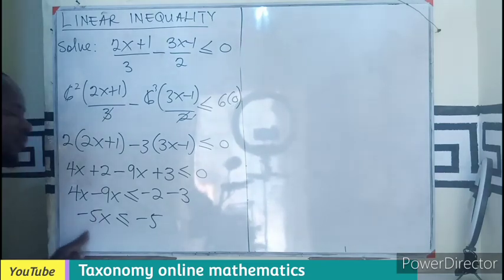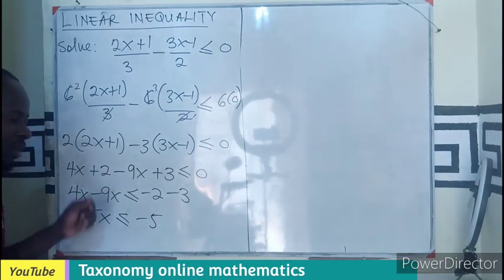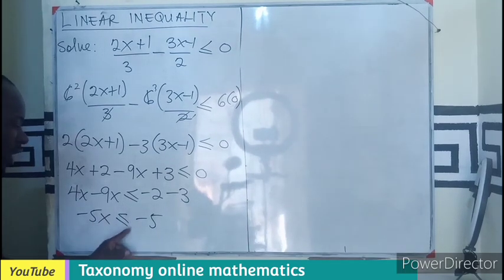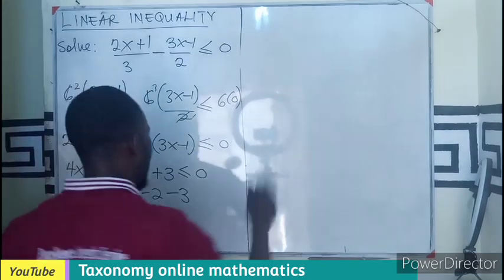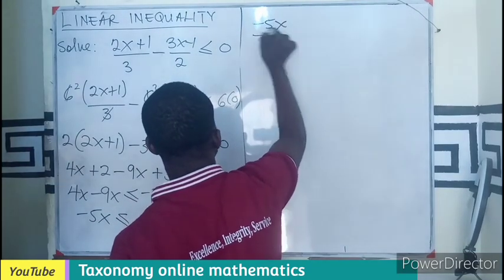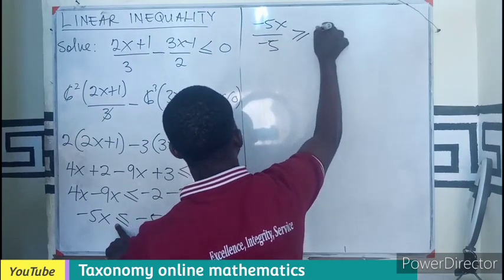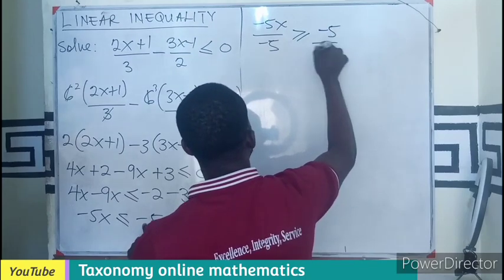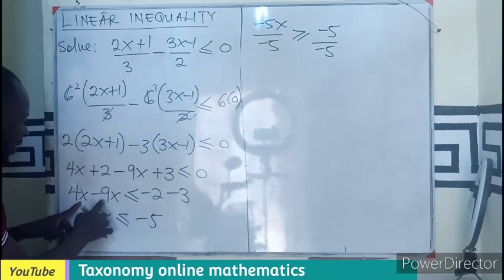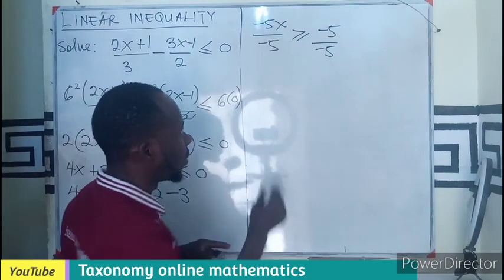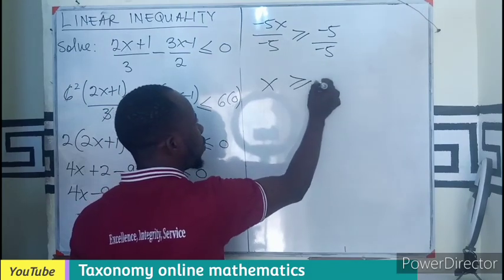So we are left with the variable on one side, the constant on one side. But our variable has a coefficient, which in this case is negative. From our introductory lesson, we did mention that anytime you are going to divide an inequality by a negative sign, the sign of the inequality changes. Meaning I'll be having minus 5x divided by minus 5, and the sign becomes greater than or equal to minus 5 over minus 5. It is this minus 5 we are using to divide as the coefficient. So 5 divided by 5 will cancel. You have x greater than or equal to what?